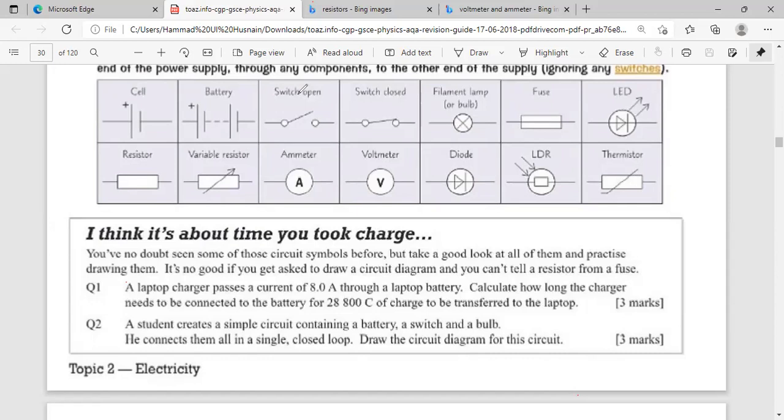Basically, ampere is the unit of current. We measure current in amperes, right? Like we measure mass in kilograms, similarly, we measure current in amperes. Like we measure the time in seconds or minutes, right?